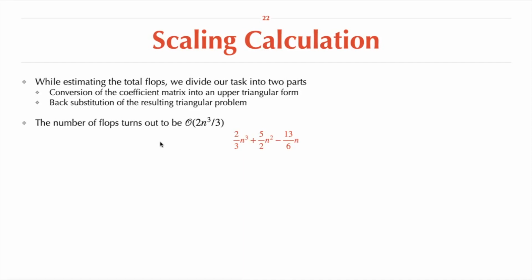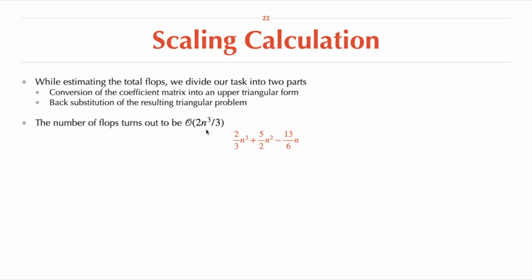You can make your code more efficient by introducing some conditionals, so that the computation need not be done when such a condition arises. But I'm talking about the worst case scenario. In the worst case, you have to have this many computations. So it scales like this: 2n³/3.